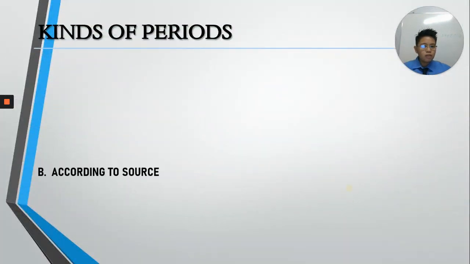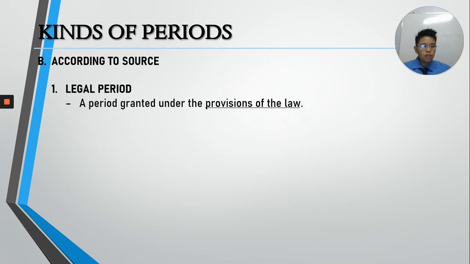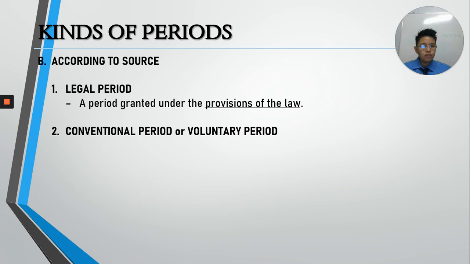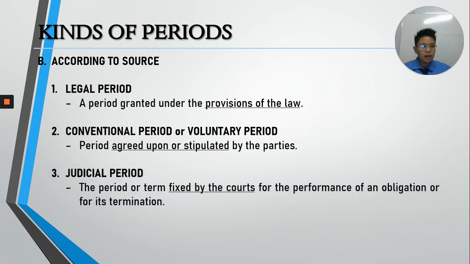According to source, remember, legal period, it is the period granted under the provisions of law. Tandaan nyo sa kahit na anong bagay, basta sinabing legal, law lagi ang pinanggagalingan niyan. What else? Pagka conventional naman or voluntary, always the period stipulated by the parties. Or basta narinig nyo yung term na conventional or voluntary, laging by agreement yan.